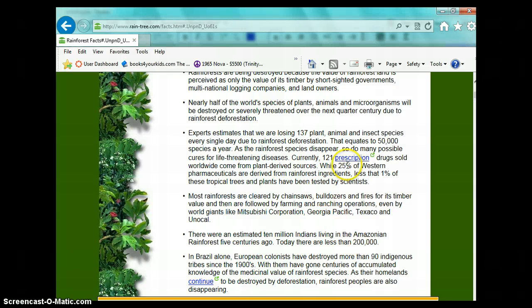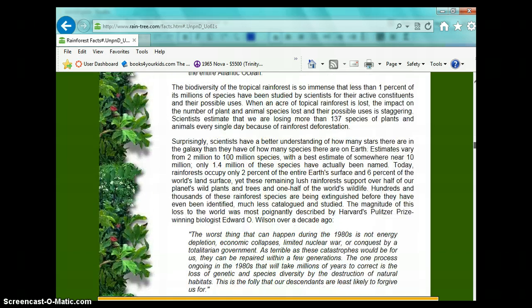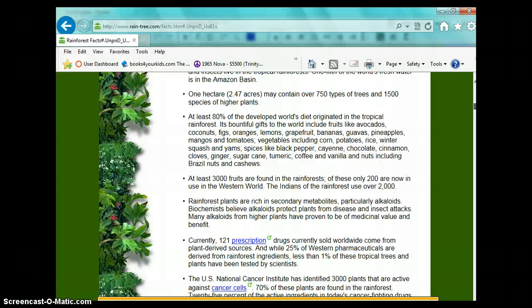Look at this. 121 prescription drugs sold worldwide come from plant-derived sources from the rainforest. And this is an even more interesting fact over here. 20 of the 121 drugs, 1% of the forest has been tested.